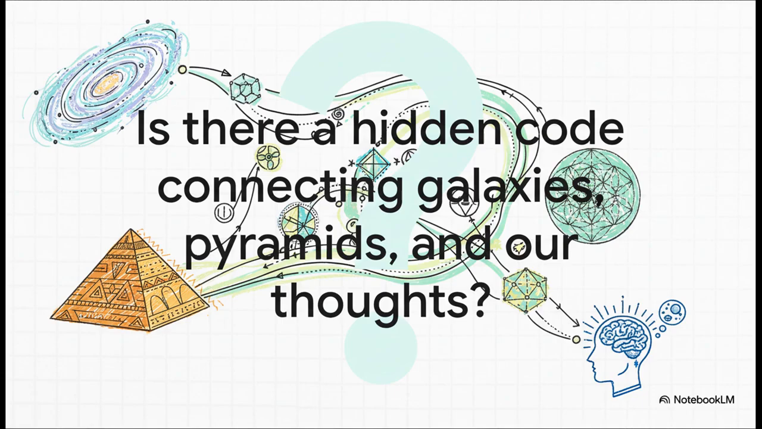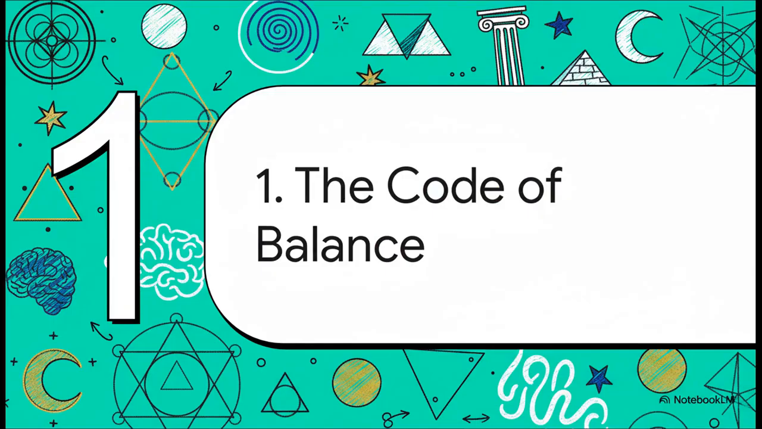So, that brings us to the big question, the one that kicks this whole thing off. Could there actually be a hidden code, a single elegant pattern that connects something as vast as a galaxy, as mysterious as the ancient pyramids, and as intimate as our own consciousness? Well, that's the incredible quest this series sends us on. To really get our heads around this, we have to start at the beginning and learn its language. And believe it or not, it all starts with one single equation, an equation that sits right at the very heart of this entire system.